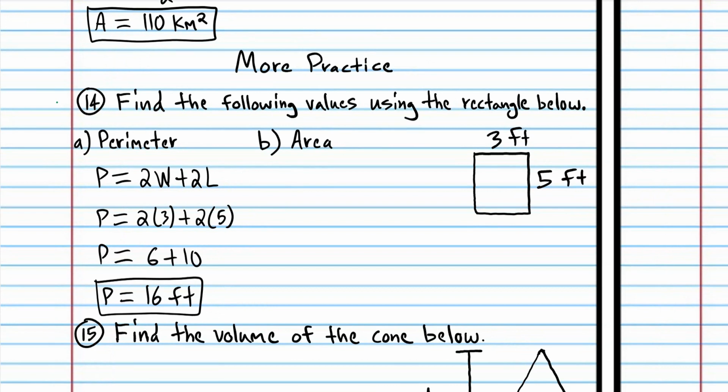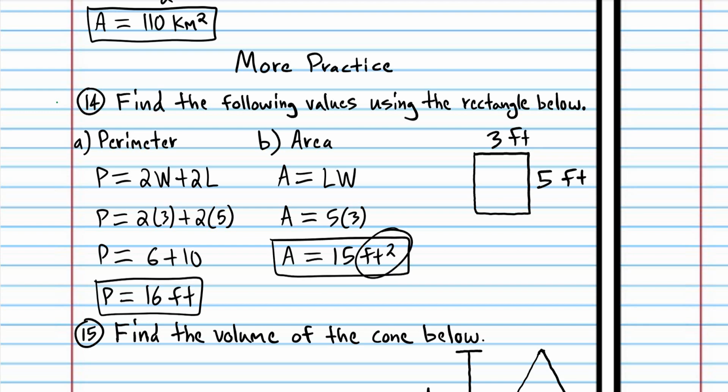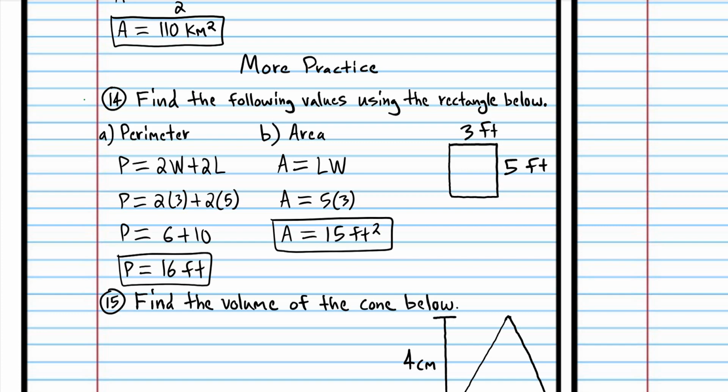So now the area of a rectangle is length times width. The length is 5, the width is 3. And again, it doesn't matter the order that you write those letters because of the commutative property of multiplication. So if you got 15 square feet, good job. Make sure you write square feet, not just feet, because we're measuring in square units.